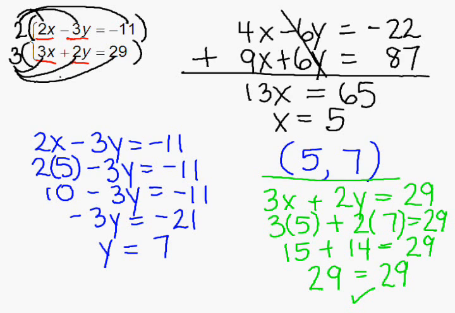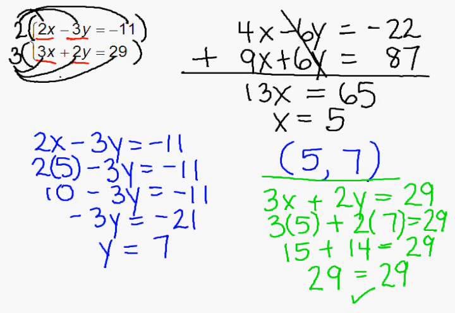To undo the 10, we're going to subtract 10 from both sides. That gives me negative 3y equals negative 21. And then I'll divide both sides by negative 3, and that gives me y to be positive 7. So it appears like our solution will have an x-coordinate of 5 and a y-coordinate of 7.